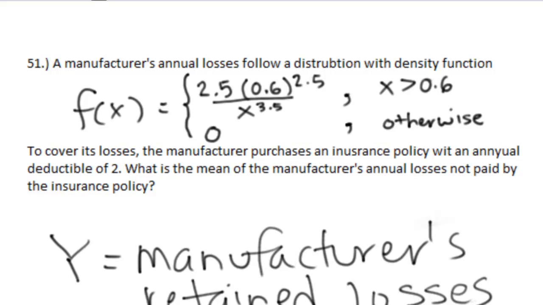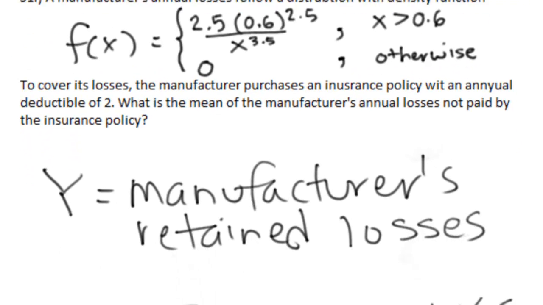Alright, so this is in response to a question regarding number 51. So let's recap. A manufacturer's annual losses follow a distribution of the density function. To cover its losses, a manufacturer purchases an insurance policy with an annual deductible of 2. What is the mean of the manufacturer's annual losses not paid by the insurance policy?